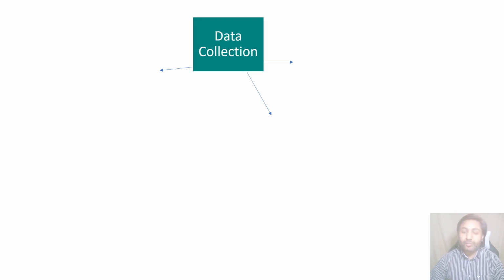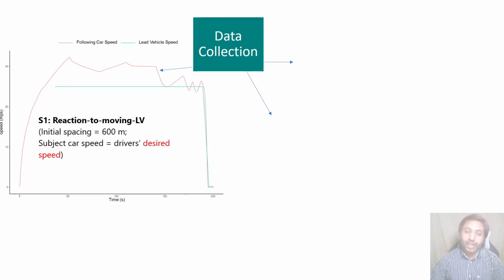For data collection, we divided a driving simulator study into different scenarios. In the first two scenarios, we had reaction scenarios where we made the drivers drive at their desired speed, starting from zero speed and accelerating to reach their desired speed. And then they continued on until they had to apply brakes because the lead vehicle also applied brakes. At some point in time, they had to slow down while approaching the lead vehicle.